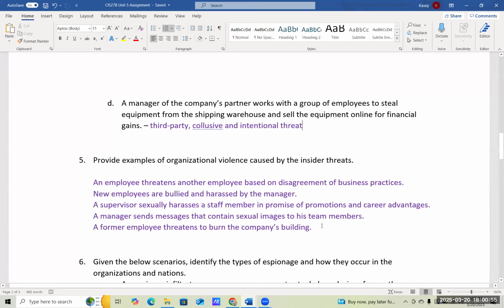And then, former employee threatens to burn the company's building, and so that's a threat, okay? So it falls into organizational violence. People would get mad and say, I'll burn down this company, right? And if that's on record, it's going to be recorded in their file.